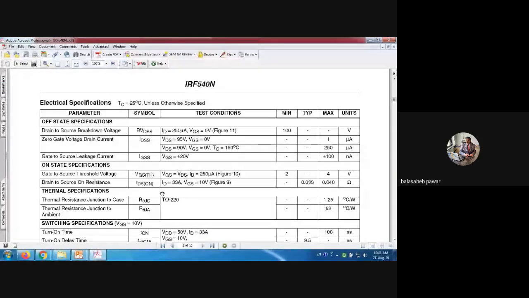Right. And one more important parameter, you will observe ID equals 33 ampere. So remember, this switch is capable of handling very large current, that is 33 ampere continuous current. And that's why typically the resistance offered between drain and source of this switch is 0.033 ohms and maximum 0.040 ohms only.